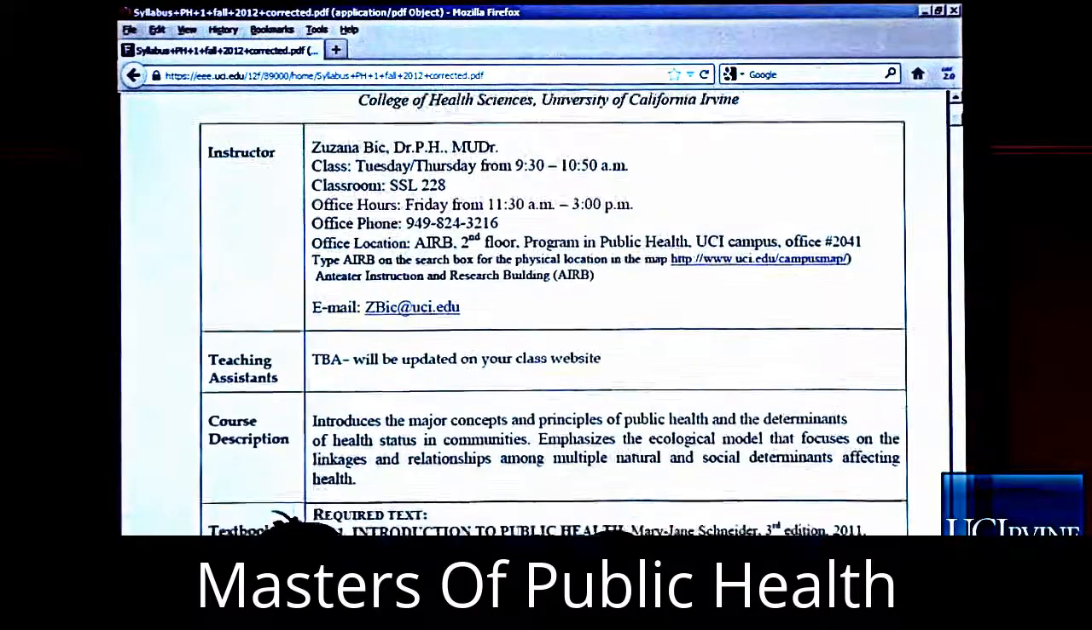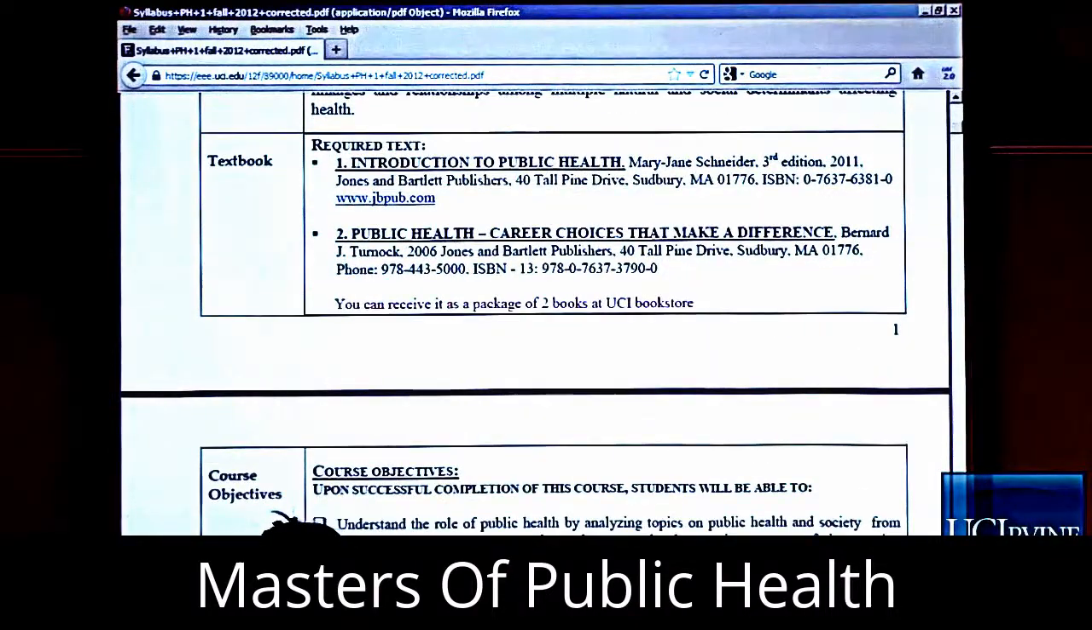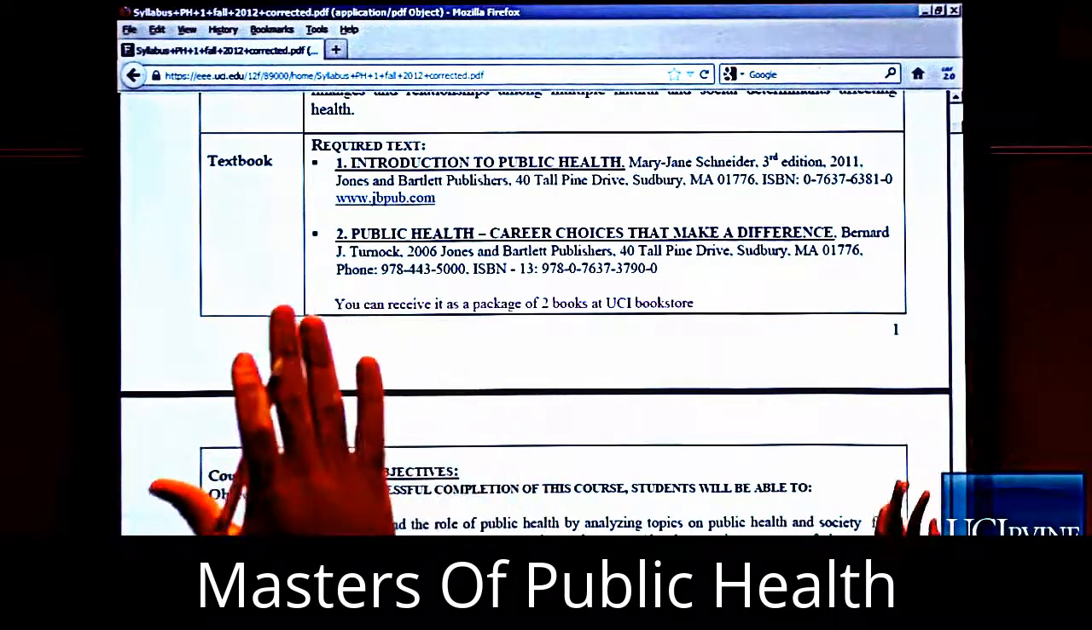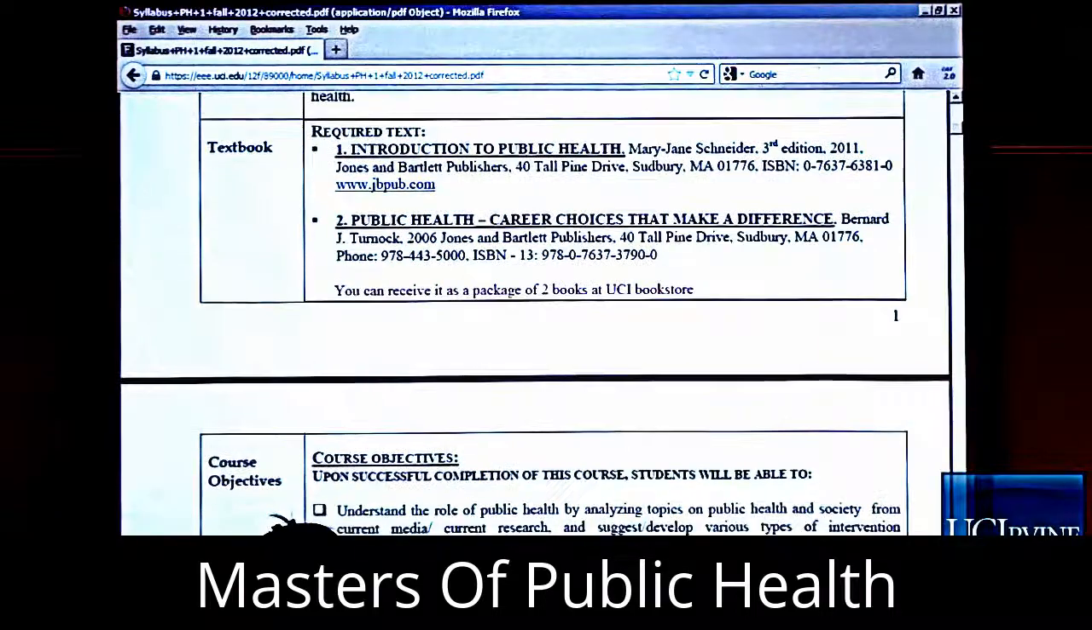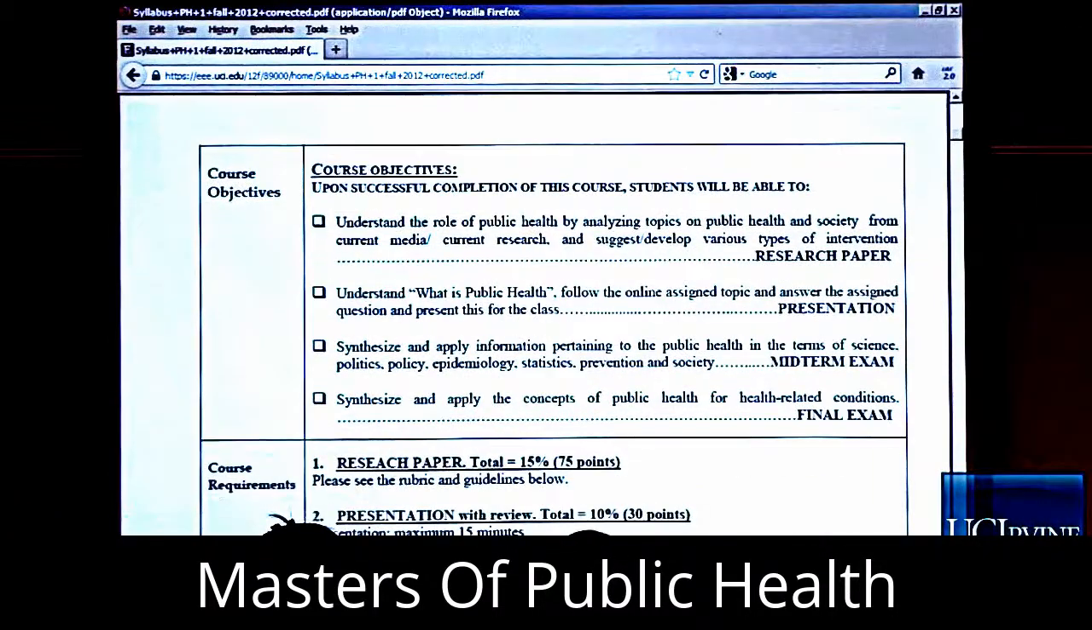So this is the basics of the syllabus. Now here you can get... how many of you already have the textbooks? Many of you? Yeah, okay. What are the requirements for the class? It's the research paper, presentation, midterm, and final exam.